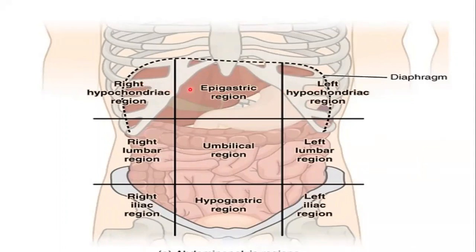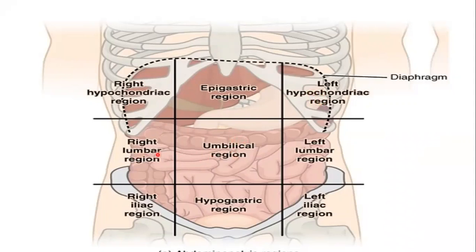Now, on both sides, lateral to the epigastric region, we have the hypochondriac regions. Hypo means below and chondrium means cartilage. So these are the costal cartilages. These regions are just below the costal cartilages. One is the right hypochondriac region, and the other is the left hypochondriac region, right?